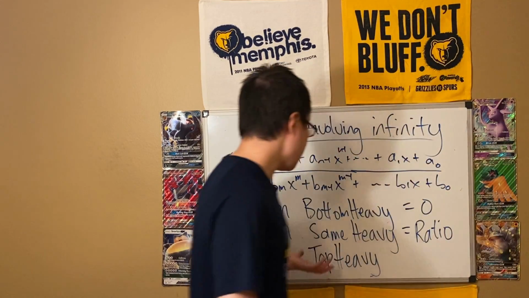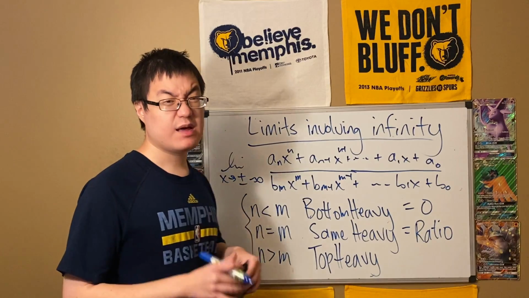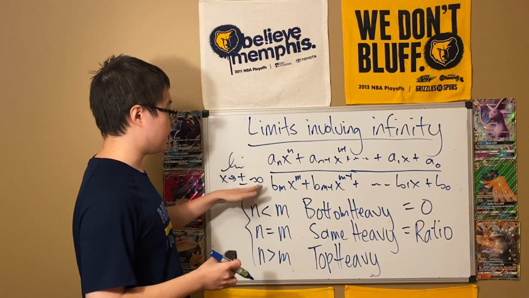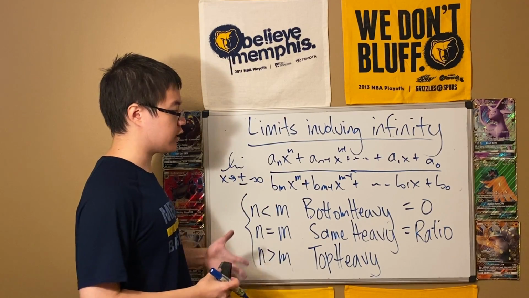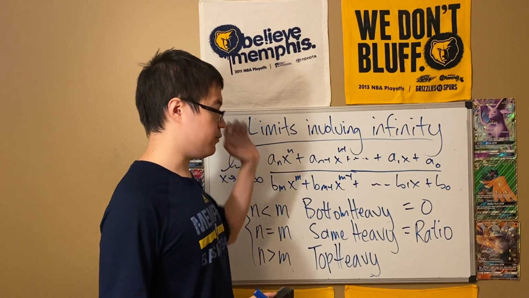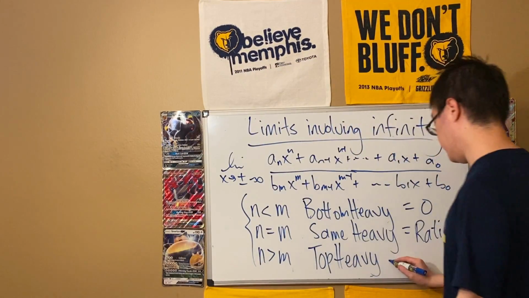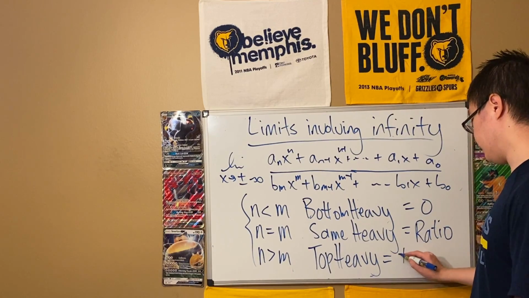And then finally, top heavy is the reverse of bottom heavy. Basically, the numerator is getting bigger and bigger and bigger. The denominator can't keep up as x is going to infinity or negative infinity. That means that the answer is going to be either positive infinity or negative infinity.